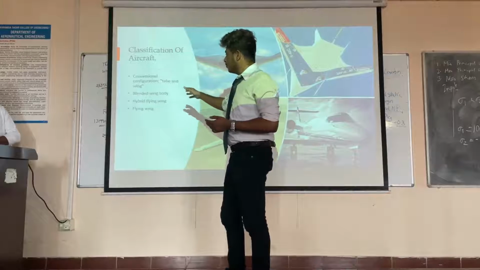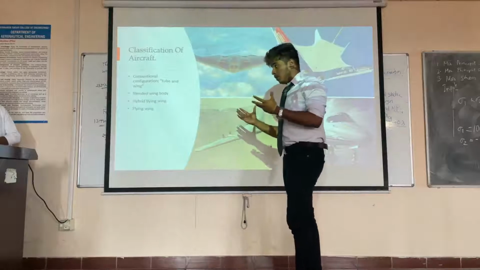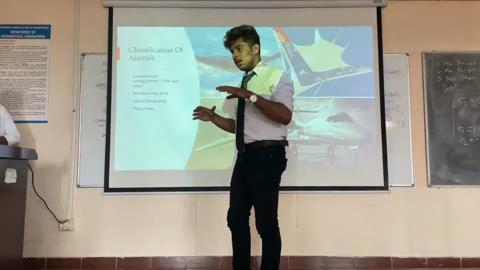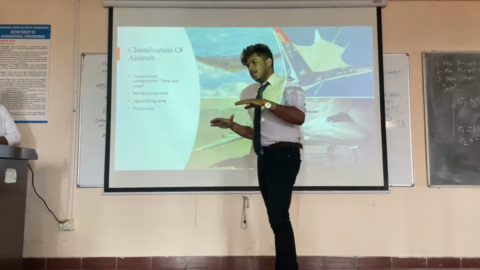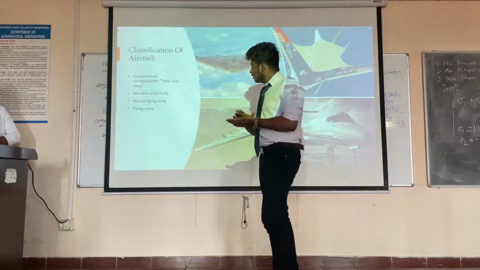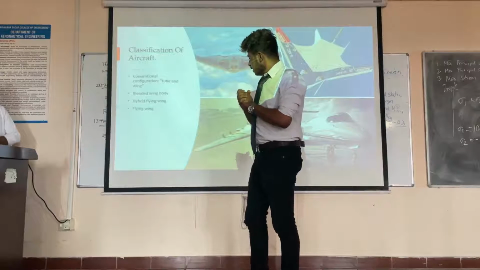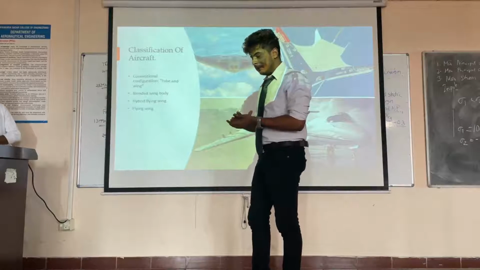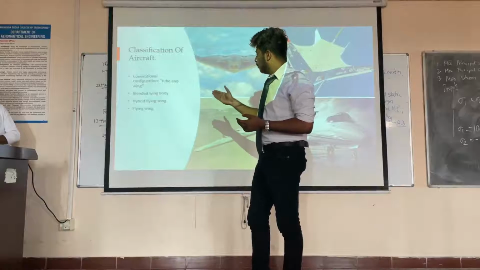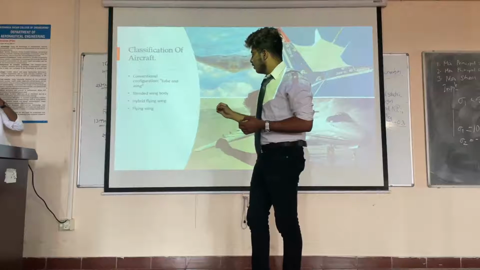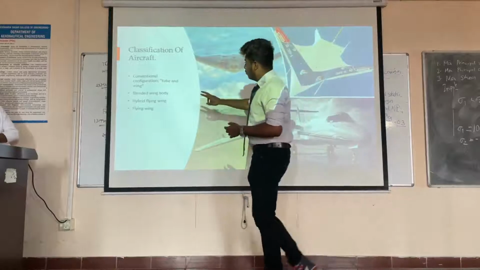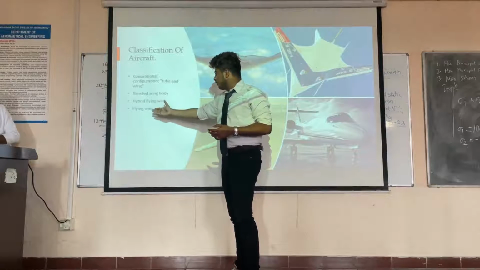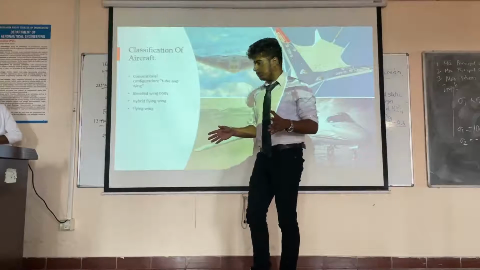The next kind of aircraft are blended wing body aircraft that we're going to discuss in detail. In these kinds of aircraft, the fuselage and the wings are blended smoothly, and there is no partition between the fuselage and wings. Hybrid flying wing aircraft are a combination of the first two aforementioned aircraft, and then we have a flying wing aircraft where there is no fuselage at all.